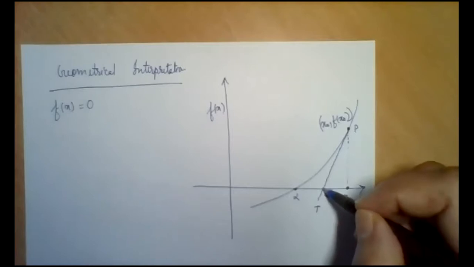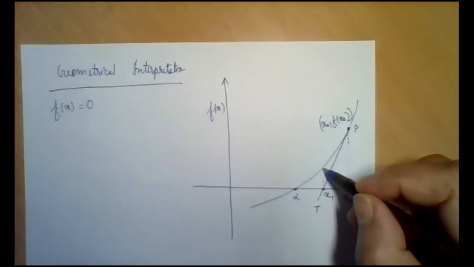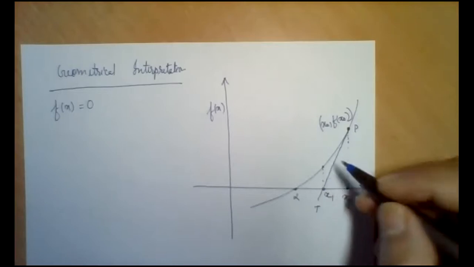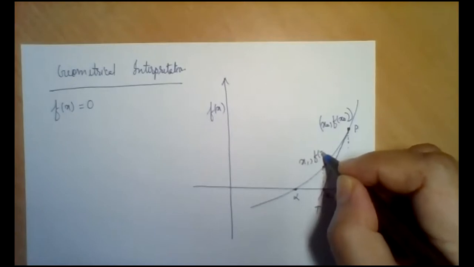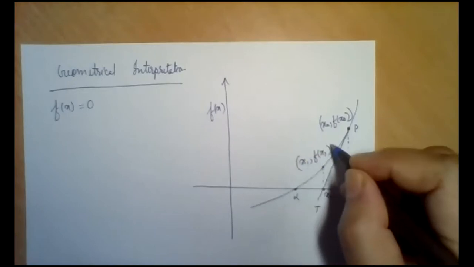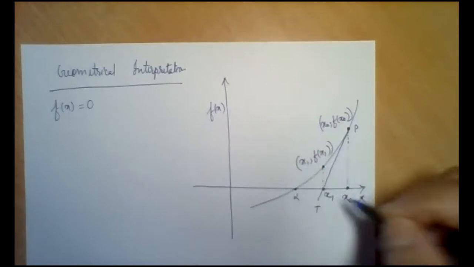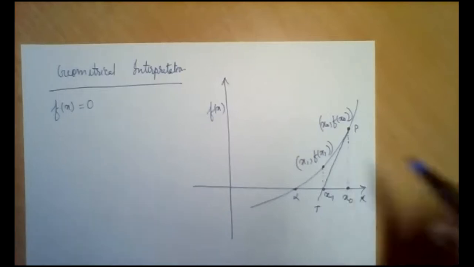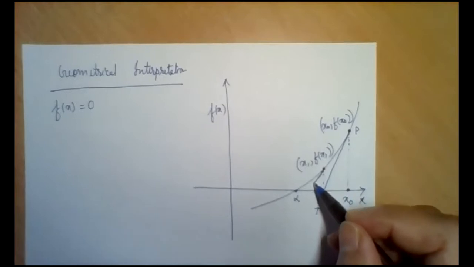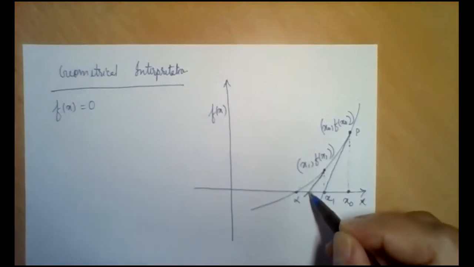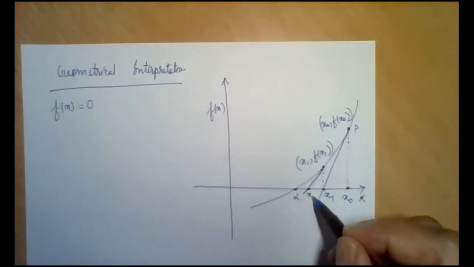At x1, let us calculate the value of the function at x1. So this point is x1 comma f of x1. At this point again, let us draw a tangent to this curve, and this tangent will cut the x-axis at another point. Now this point is x2.